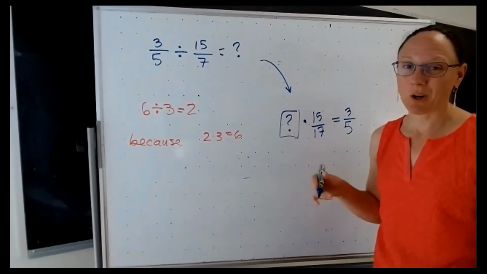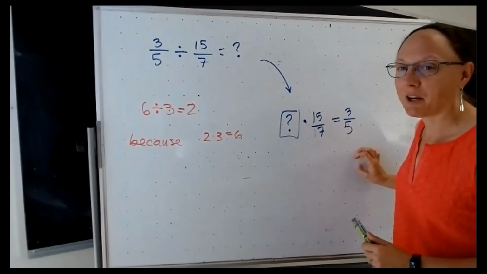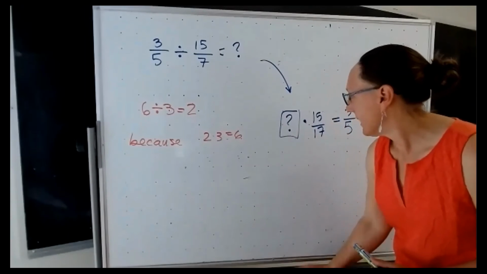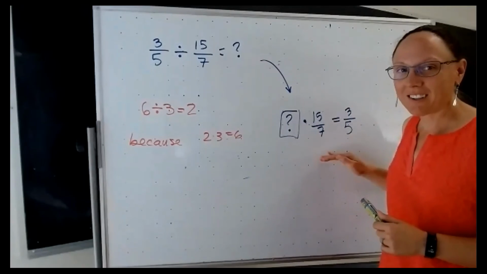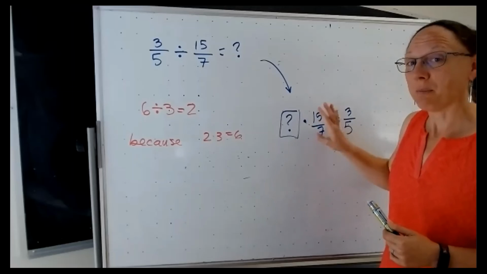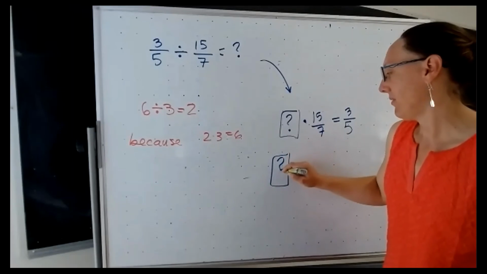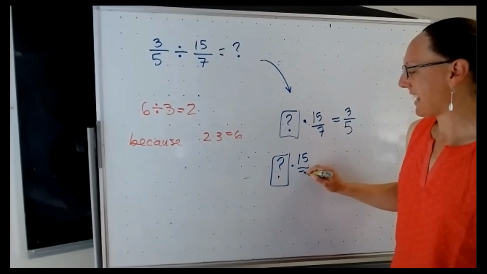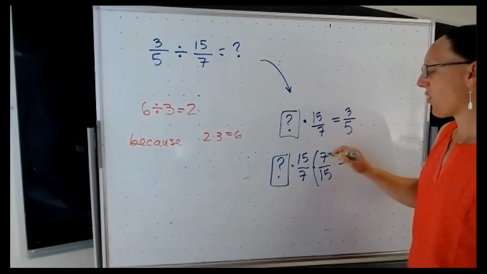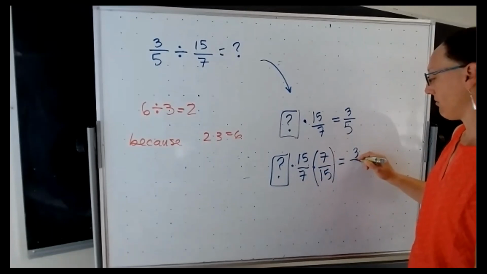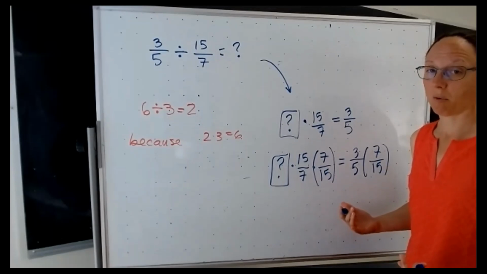Well, if I'm trying to get this question mark piece by itself, it is true that I could divide by 15/7, or I could think about the other way to move this to the other side of this equation would be to take that 15/7 and multiply by 7/15. And as long as I did that on both sides of the equation, I wouldn't have changed the problem.